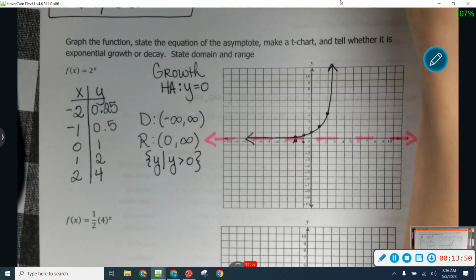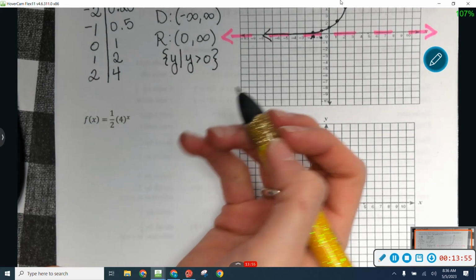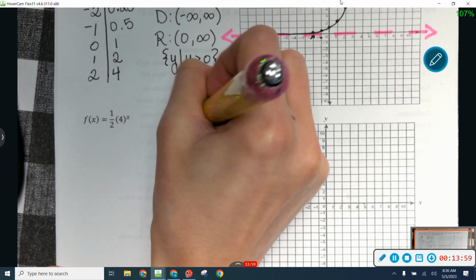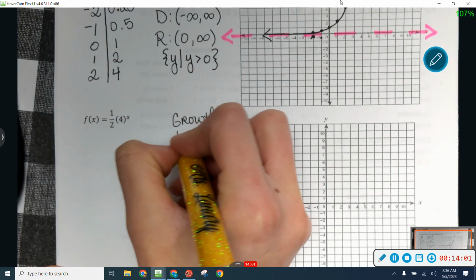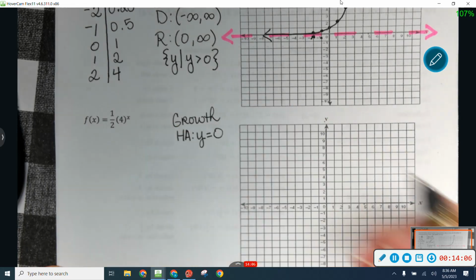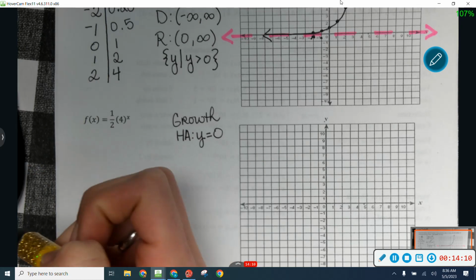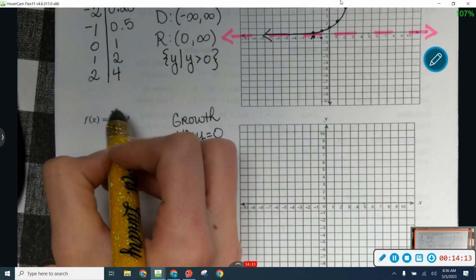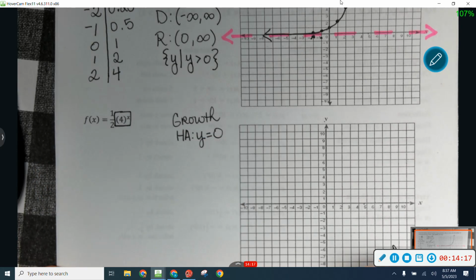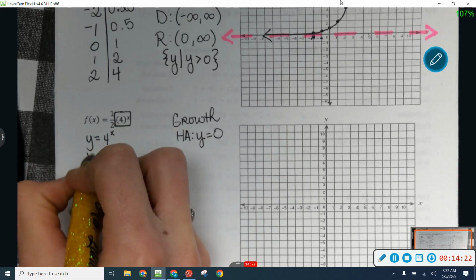All right, so if I have f of x equals 1/2 times 4 to the x power, is that a growth or a decay? It's a growth because my base is 4. What's my horizontal asymptote going to be? Y equals 0 again. So I'm going to do my parent function. So how do I know what my parent function is? Whatever is being raised to the x power is your parent function. Okay? So y equals 4 to the x is going to be my first table.